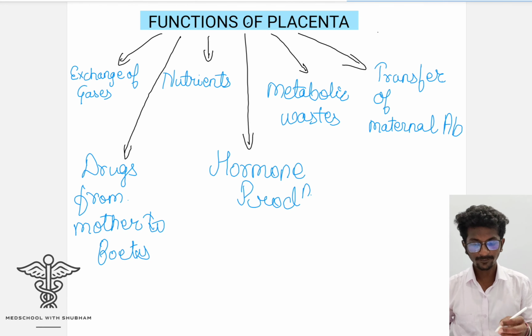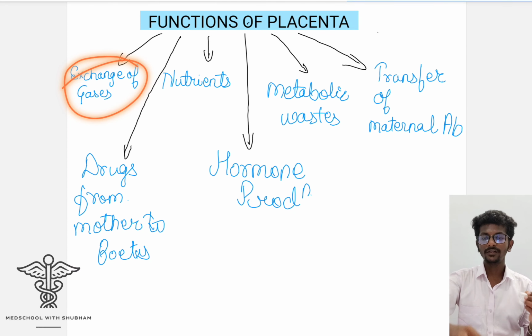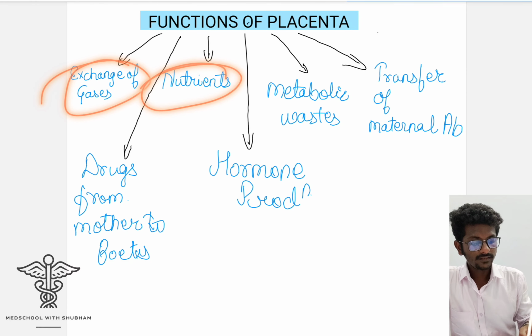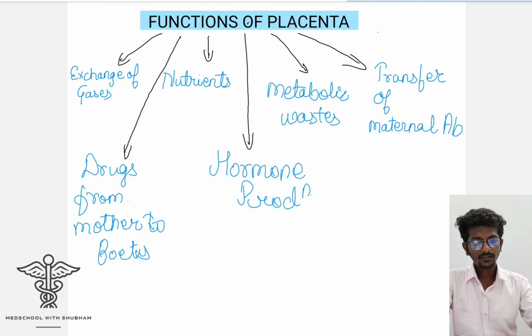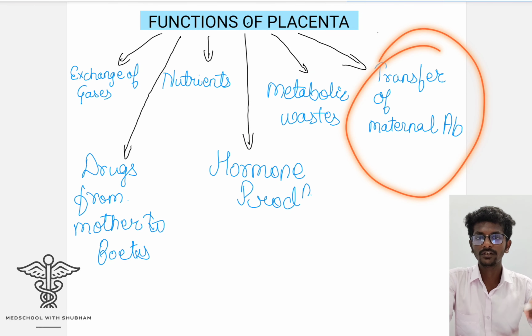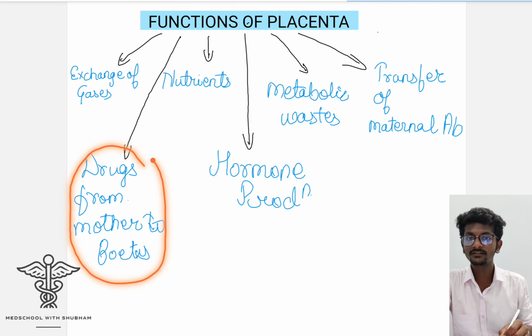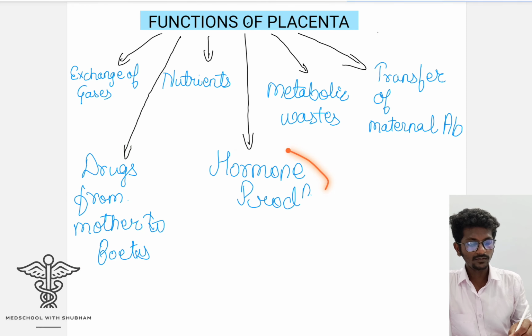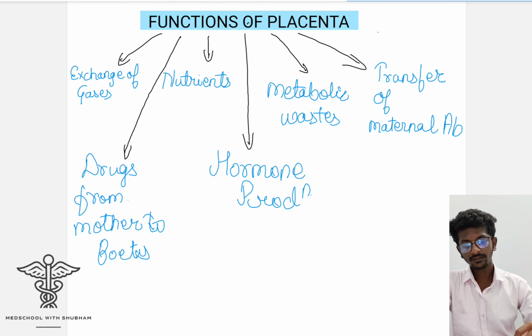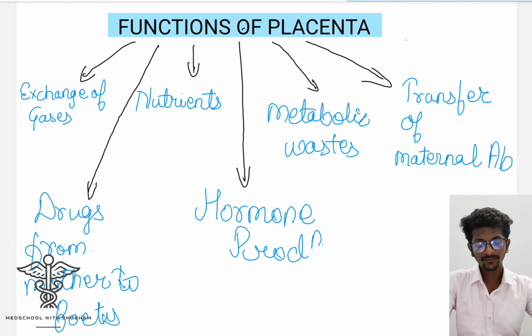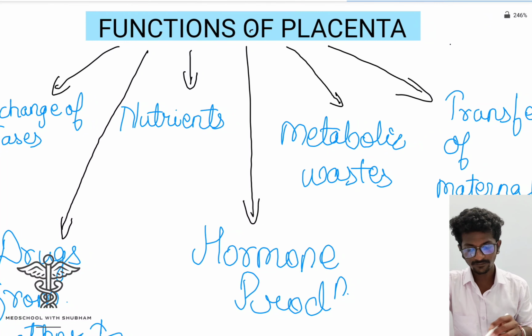So what are the functions of placenta? The first important function of placenta is the exchange of gases, the exchange of nutrients, the exchange of the metabolic waste, and the transfer of maternal antibodies from mother to the fetus, and transfer of the drugs from the mother's body to the fetus, and also the hormone production. Now exchange of gases means what? The oxygen will be provided by the mother to the fetus, and the fetus will give the carbon dioxide back to the mother's blood. So this is the exchange of gases.